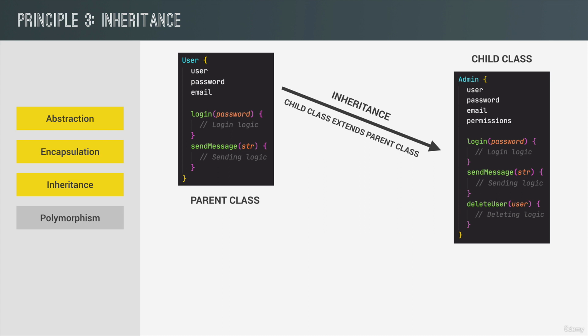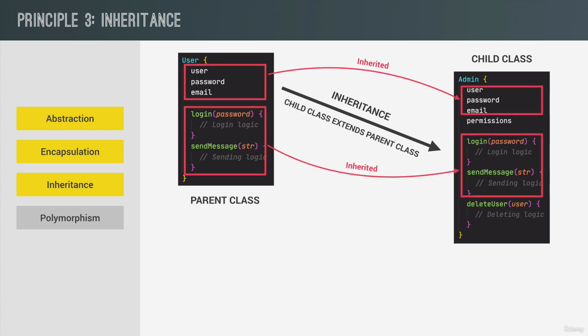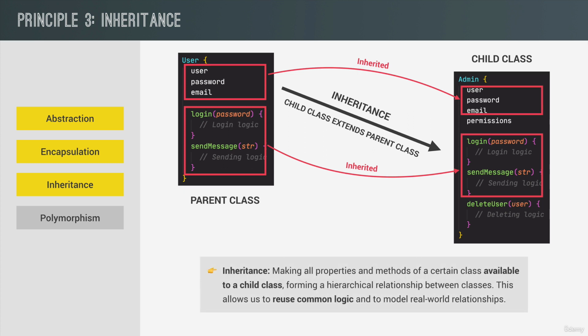So just like you as a child probably inherited some features of your parents, a child class inherits all the properties and methods from its parent class. Now, in more formal terms, inheritance makes all properties and methods of a certain class available to a child class, which, of course, then forms a hierarchy between these two classes. And the goal of this is to reuse logic that is common to both of the classes.